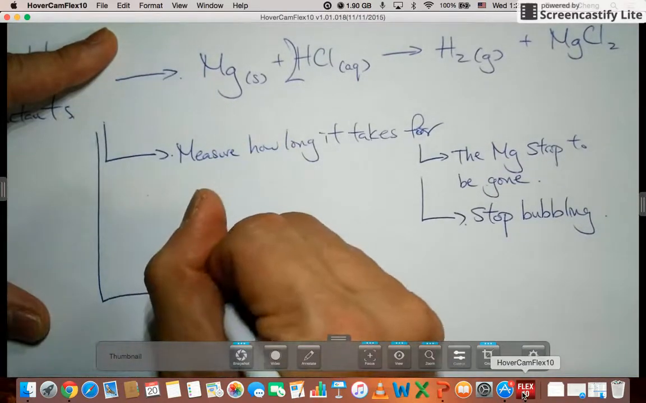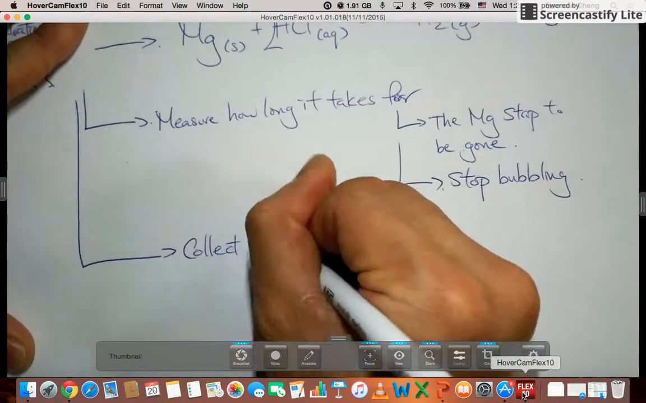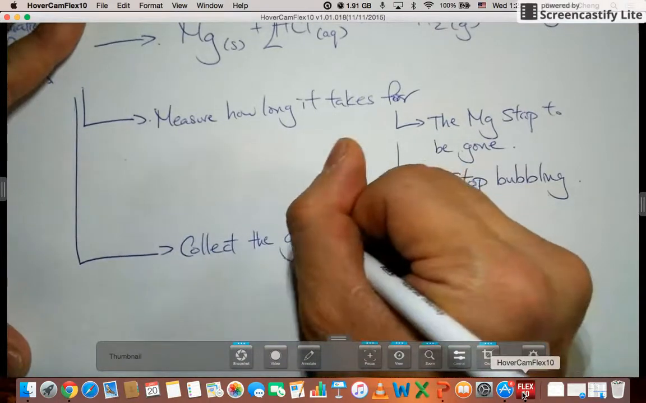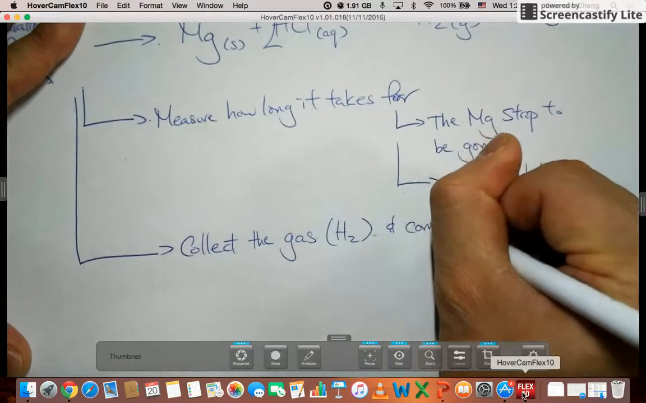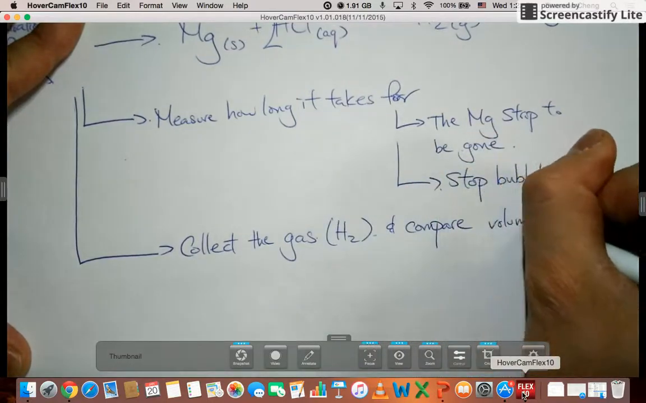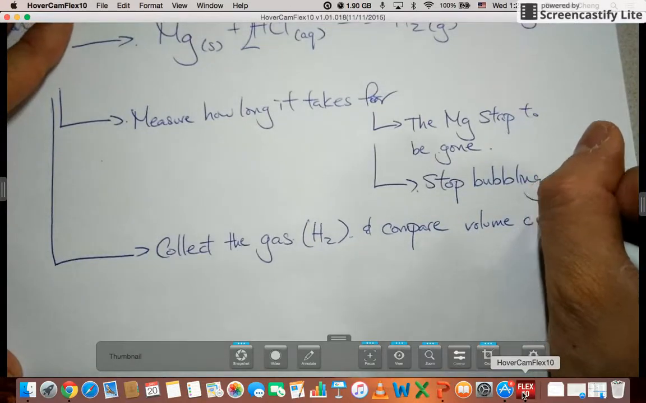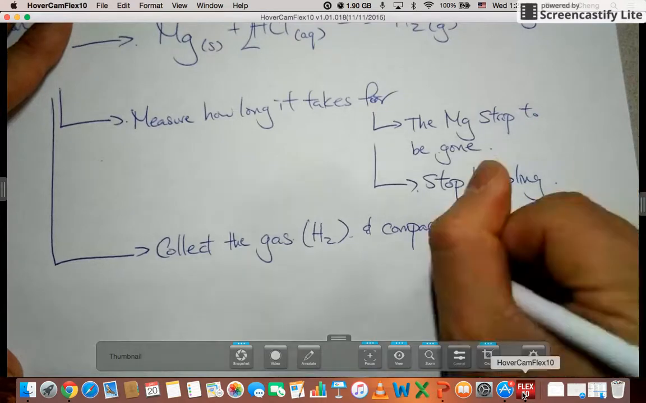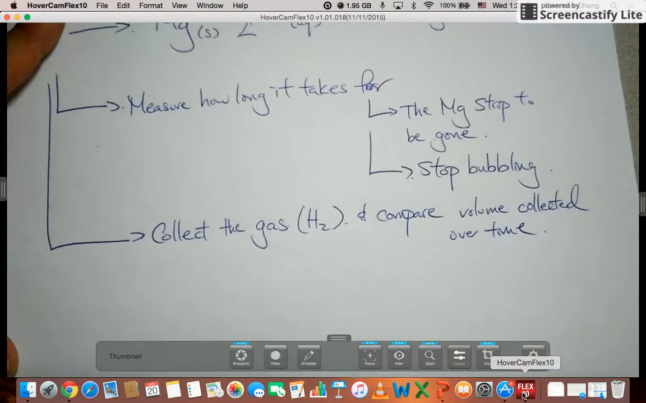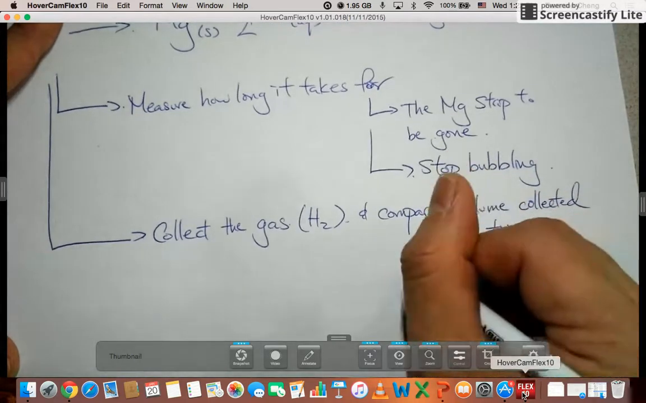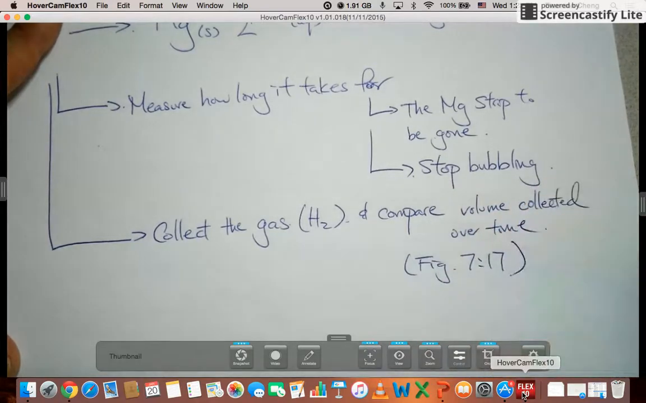You can collect the gas, which is hydrogen gas, and compare volume collected over time. So you can do that. And in fact, that is the diagram in the textbook, figure 7.17. That was the reaction. They have the gas syringe and all.